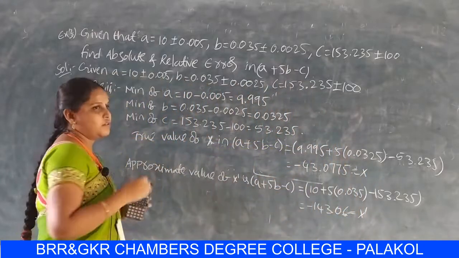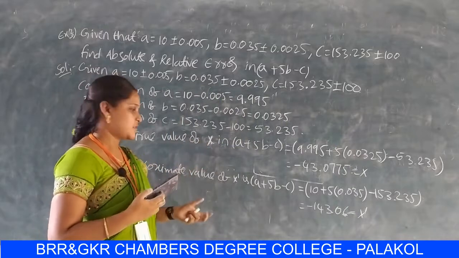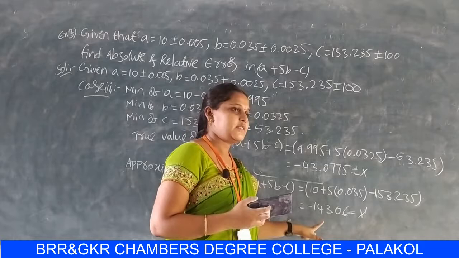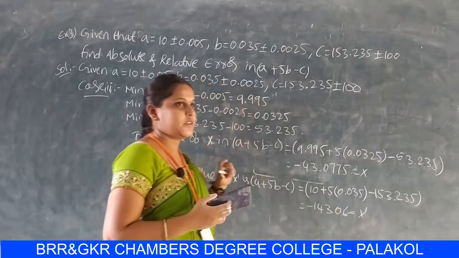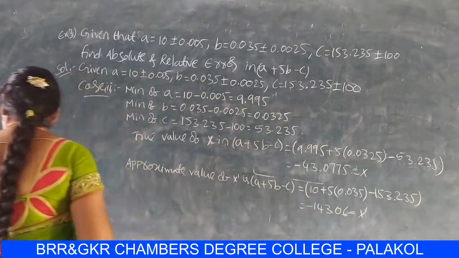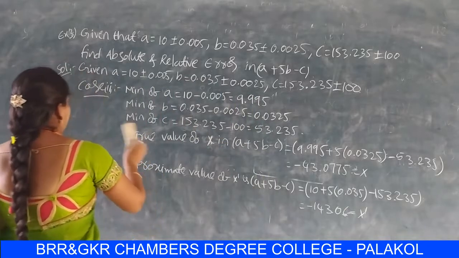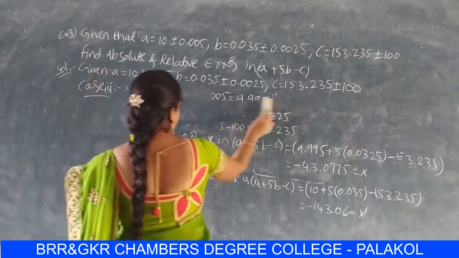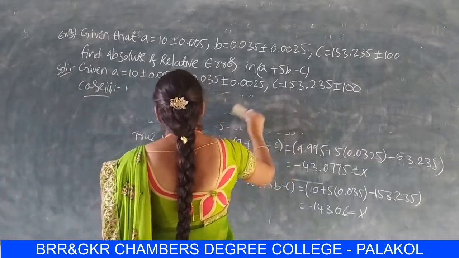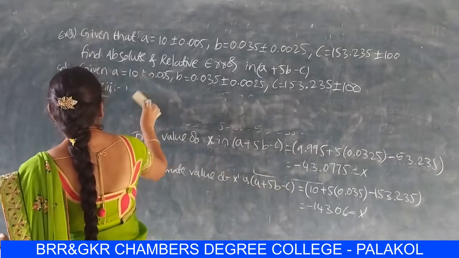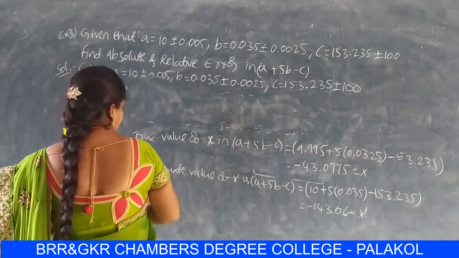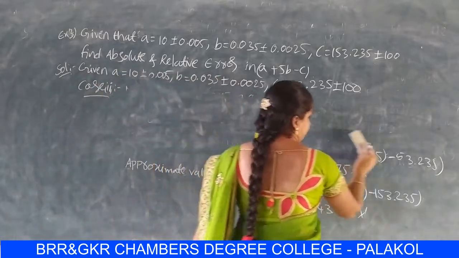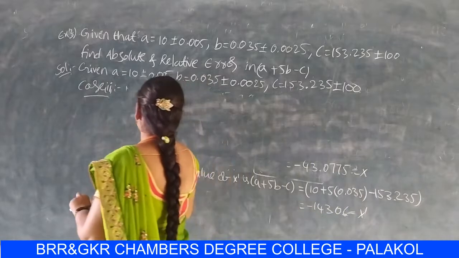The approximate value has no change: in the minimum case or maximum case the approximate value is the same, that is minus 143.06. So now we consider the absolute error.